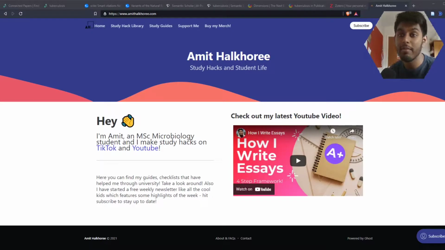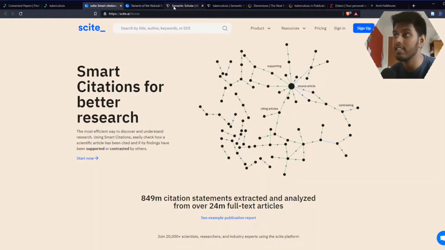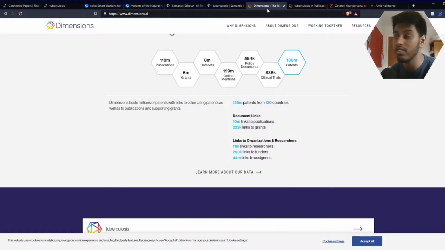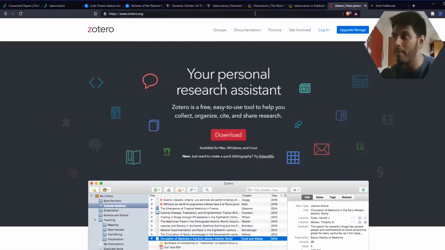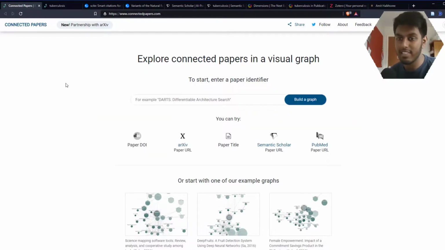Hey guys, today I'm going to show you five tools that I use frequently as a student and maybe tell you why you should use them too. These are Connected Papers, Scite, Semantic Scholar, Dimensions AI, and Zotero. So let's get started. First, let's have a look at Connected Papers.